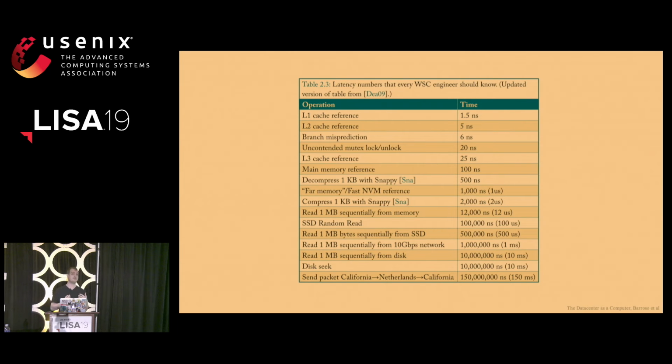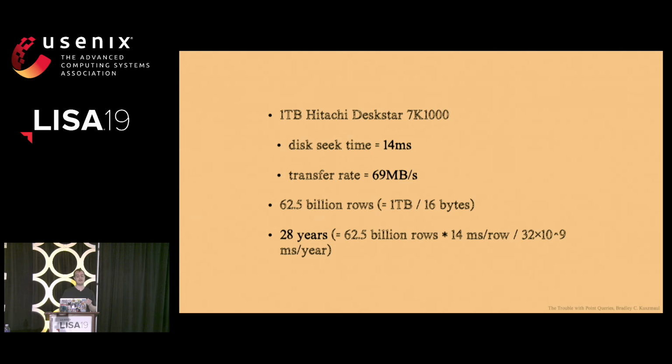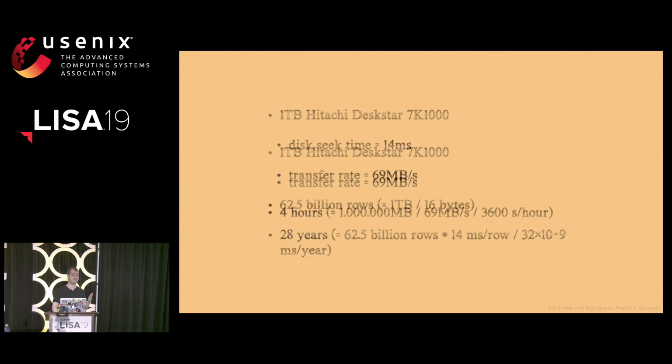So if we look at the relative latencies between different operations, disk is slow, and a disk seek can take upwards of 10 milliseconds. And so if we have a 1 terabyte data set, and we try to query this data set one row at a time, then it's going to take 28 years to read all of that data. And that's because the seeks are dominating in this case. We need to do 1 seek per row.